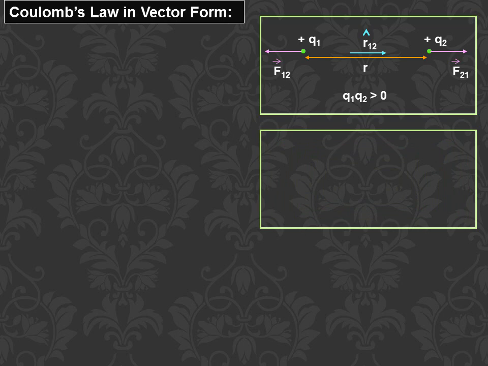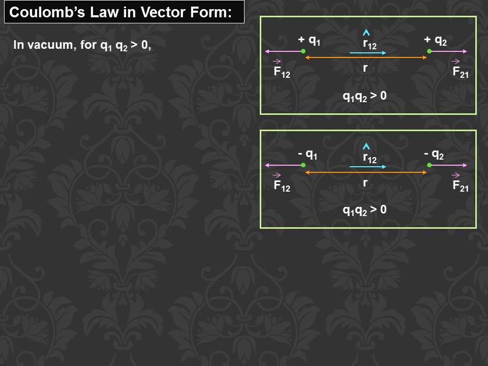In a similar manner, if both the charges are negative, minus Q1 and minus Q2, separated by a small distance r, the unit vector direction is from minus Q1 to minus Q2, and the directions of forces F12 and F21 are opposite to each other because they repel each other. Like charges always repel each other. In these two cases, we get the force in vector form F12, meaning the force on charge 1 due to 2, which is equal to 1 upon 4 pi epsilon naught Q1 Q2 by R square R21.